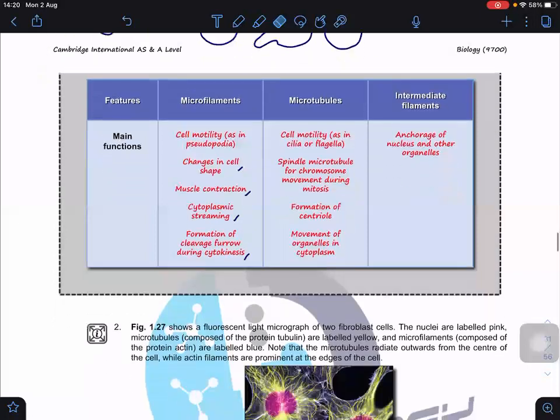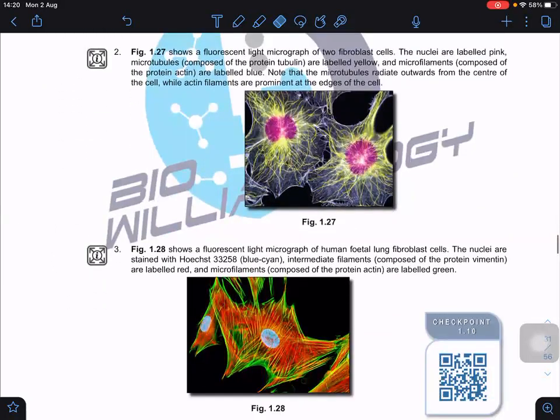If we stain the cells, you can see that we use a fluorescent dye to stain the organelles. Then you can see that the nuclei are labeled pink. You see that there are two cells. The microtubules, the protein tubules, are labeled with yellow. Can you see the microtubules in yellow? And the microfilaments are labeled blue. You realize that the microfilaments attach to the cell membrane, so that's why at the cell membrane you can see a blue color, and then you have the railway tracks, right?